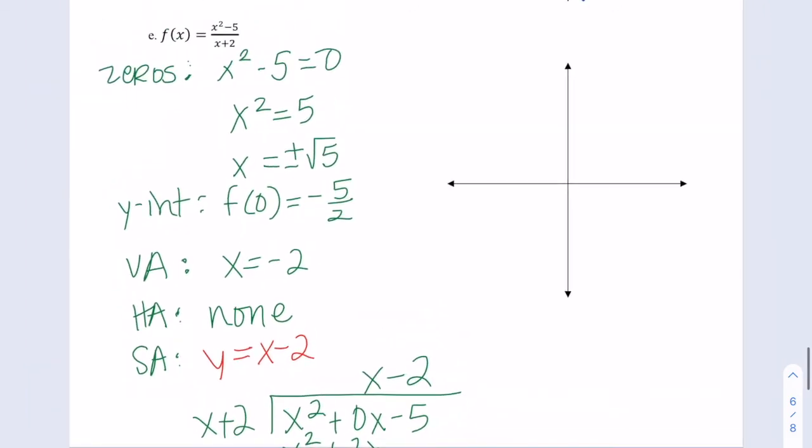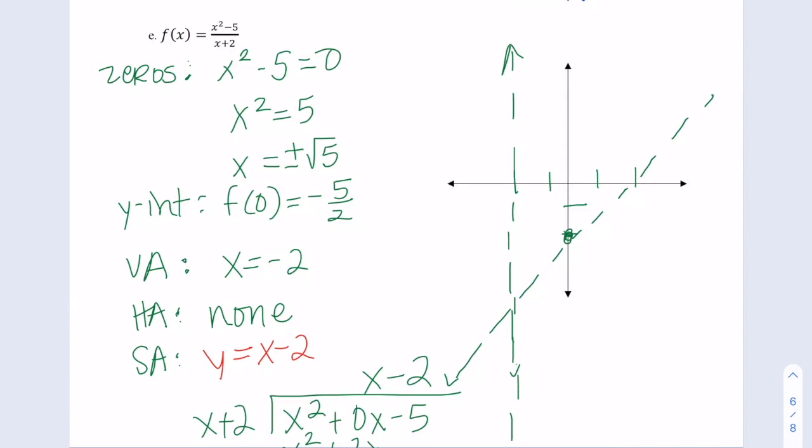All right, so let's graph some of these things. So we know that we have a vertical asymptote at negative 2. We also know that we have a slant asymptote. I'm just putting the y-intercept there, but we know that it's going to have a slope of 1. So it's going to go like this. And I'm going to extend this a little bit further because we want to see what happens down here.